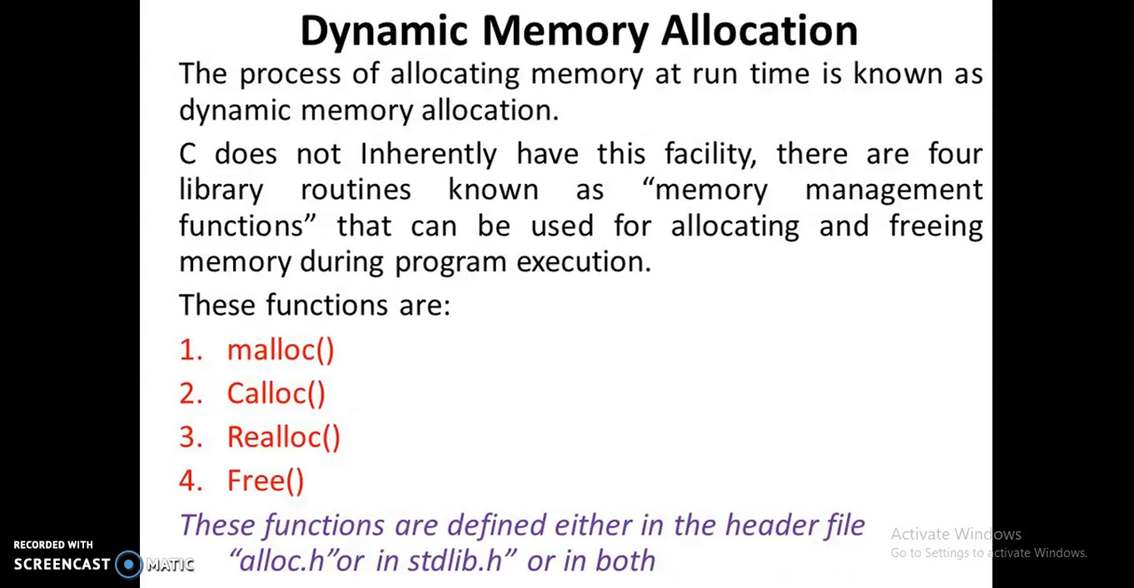So what is dynamic memory allocation? It is the process of allocating memory at runtime. C does not inherently have this facility. There are 4 library routines known as memory management functions that can be used for allocating and freeing memory during program execution. The 4 functions are malloc, calloc, realloc and free. These functions are defined either in the header file alloc.h or stdlib.h or in both.